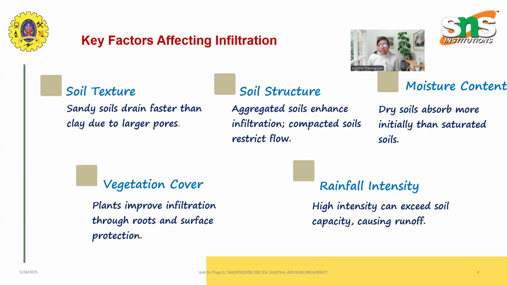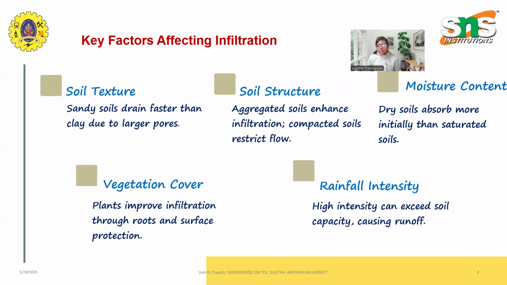The second factor is soil structure. Soil structure in the sense we have to remember the aggregation, how the soil particles are arranged. So aggregated soils enhance the infiltration. If the aggregation is very good, the infiltration will be more. Whereas compacted soil will restrict the flow of water and there is a chance for water logging.